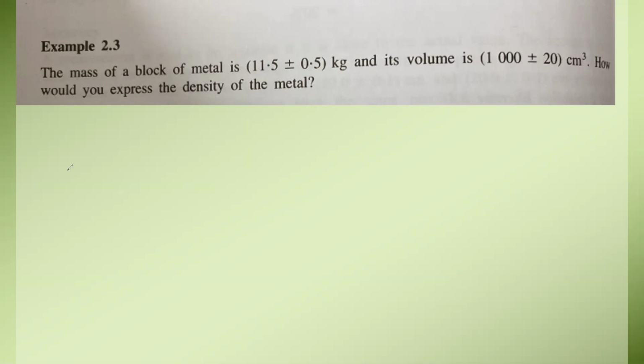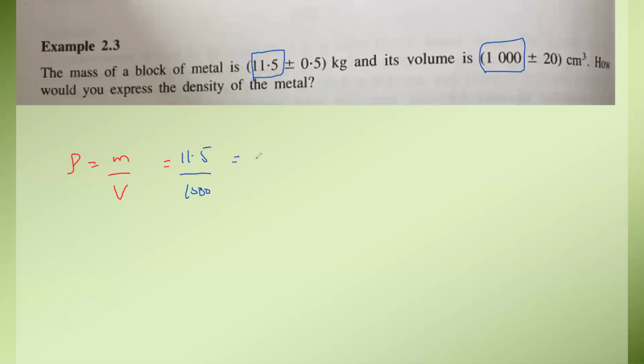So first we find the density. Density is mass over volume. So mass divided by volume will give us the density. If you see the number of significant figures, here we have 3 significant figures, here we have 4 significant figures. So we represent our data in the least number of significant figures of the given values. The mass is given 11.5 and the volume is 1000 cm cube.